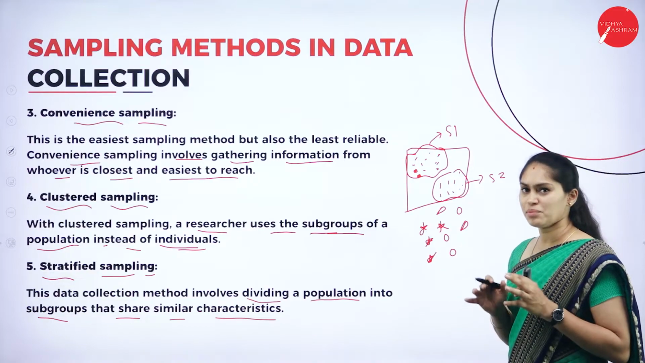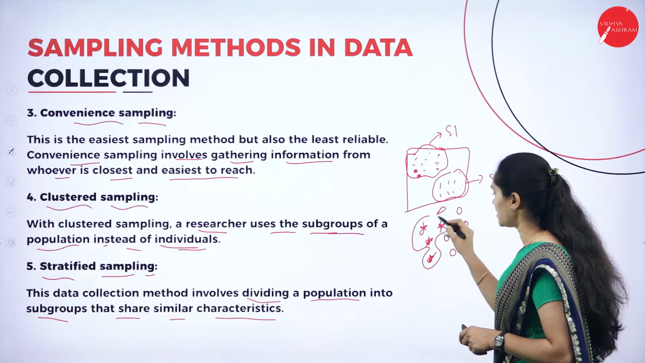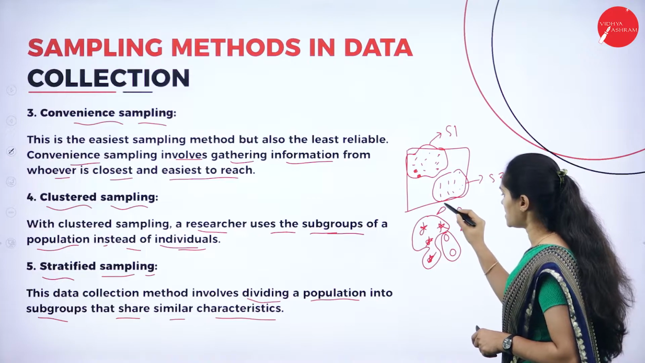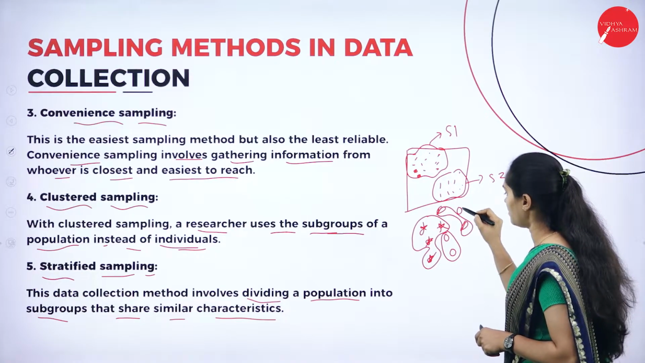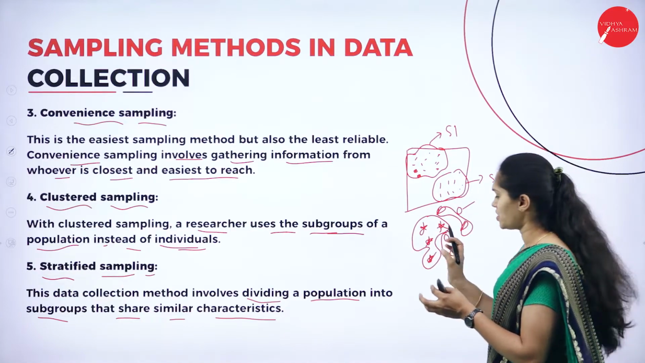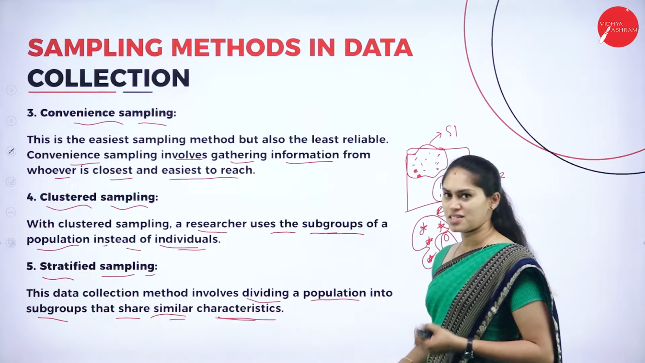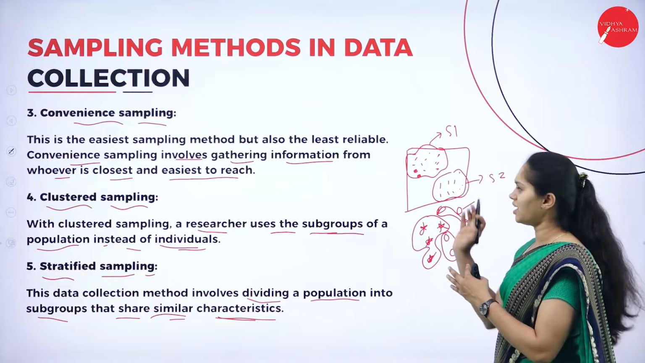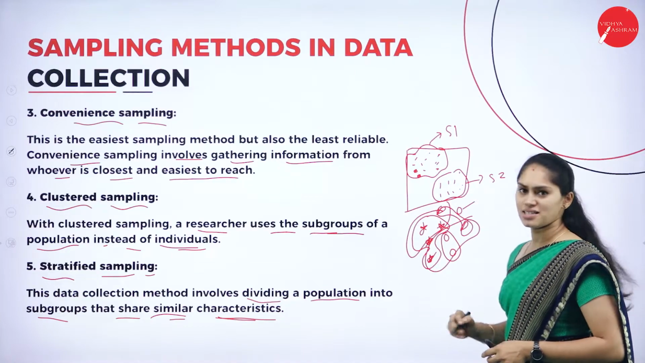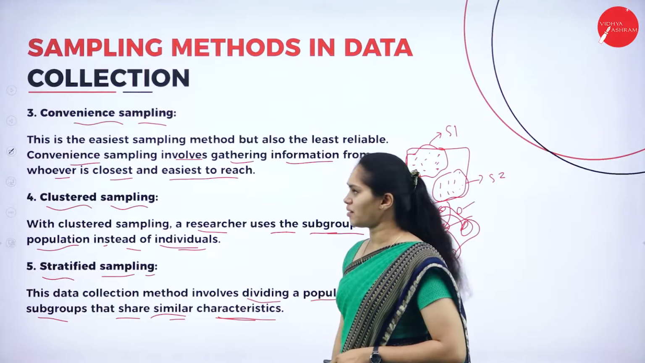When I'm using stratified sampling, I make these as one sample and these two as one sample, and I take the others as another sample. That means I'm collecting data that shares similar characteristics. But if I do the same thing for clusters, I make this one cluster and another thing another cluster. That is the difference between cluster and stratified sampling.